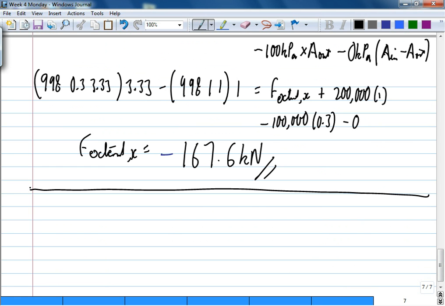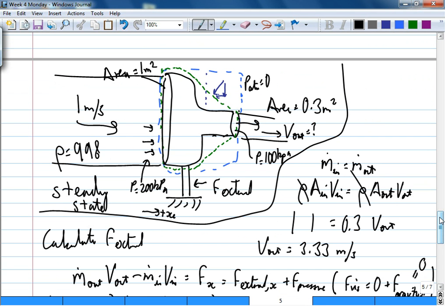So if it is a pipe flow, you need to worry about pressure. Alright, the next problem I do is external flow. You don't need to worry about pressure. Why don't you need to worry about pressure? Because pressure is atmospheric everywhere.